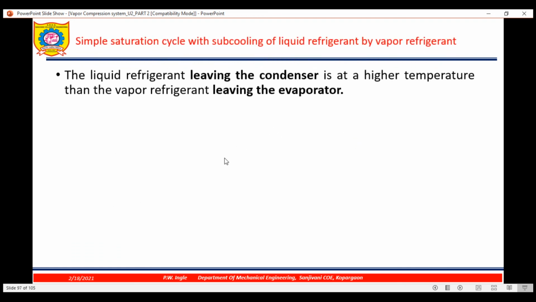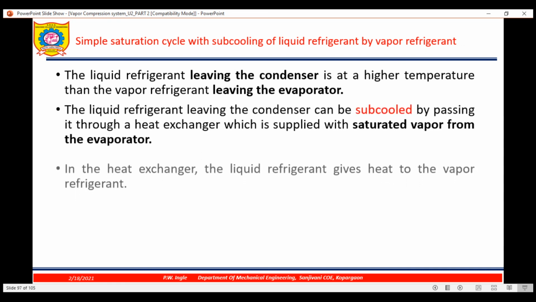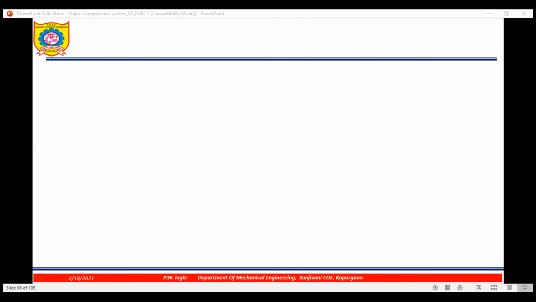Now next, we can again improve the simple saturation cycle with subcooling of liquid refrigerant by vapor refrigerant. Now how to improve the efficiency by using this, that we will discuss in the next lecture.